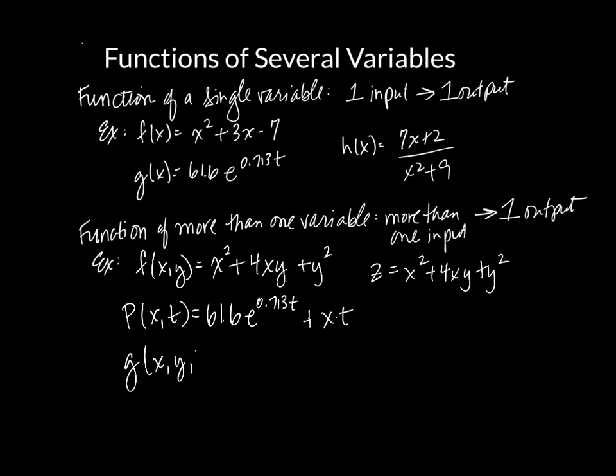So here's an example of three variables. g of x, y, and lambda, that's the Greek lowercase letter lambda, is equal to lambda over the ln of x plus y. So notice three inputs, but you still get out just a single number, a single output, if you plug in values for each of the input variables. So let's do that. Let's evaluate functions of several variables just to make sure we know how that works.